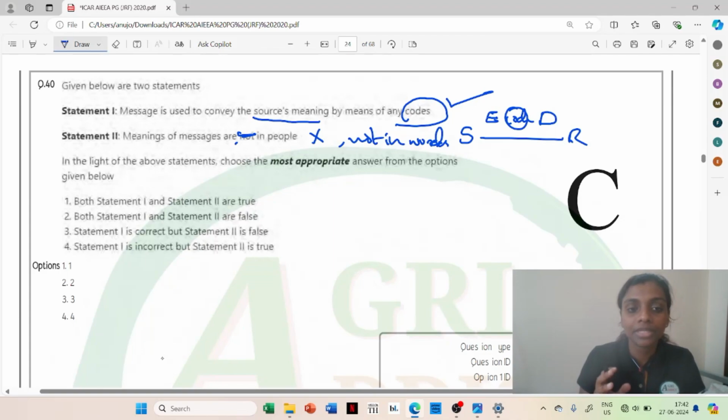So the meaning of the message is not in the word exactly, but in how the people are interpreting it, how the people are taking it into their mind. So the second statement is wrong. First statement is correct and second statement is wrong. Option C.